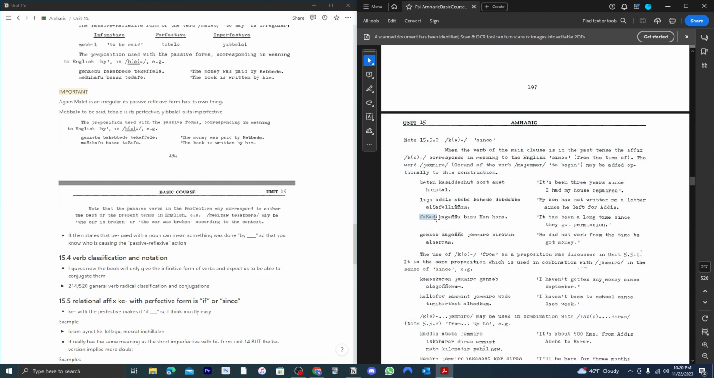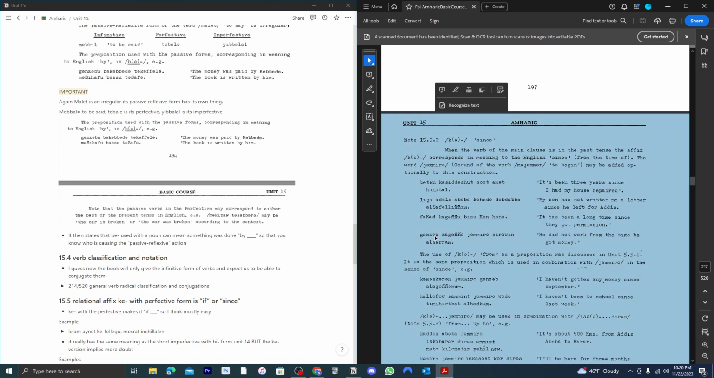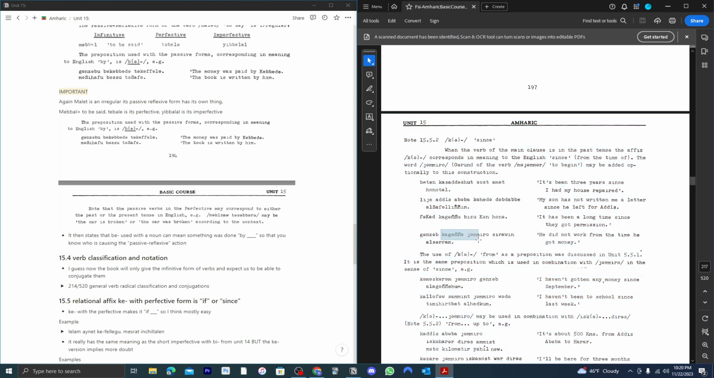Fekad apparently is permission. I didn't know that. Ke'agenu is like since they had, I guess in this case, permission. Bizuk Erhon, that's been maintained since they had permission. Genzeb Kaagenya Gemero. So here it is with the Gemero postword, which I guess will help give connotation to what you're talking about. So Genzeb, since he had money, or since he found money, Serawen Al Seram, like he hasn't worked since he found money. He did not work from the time he got money.